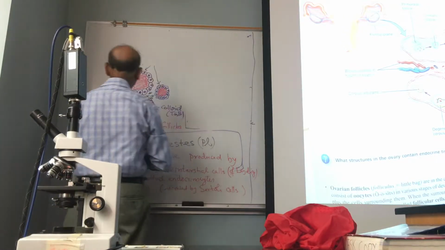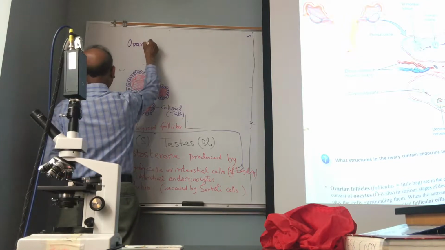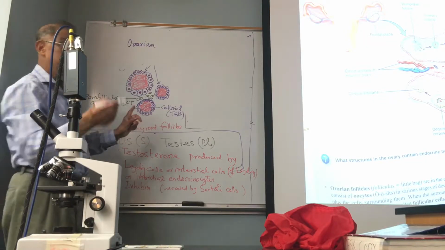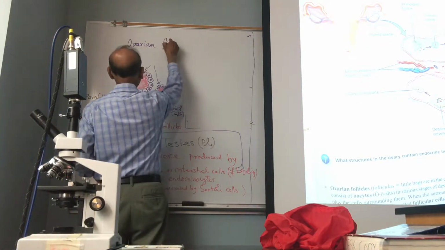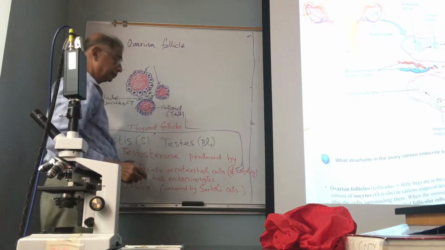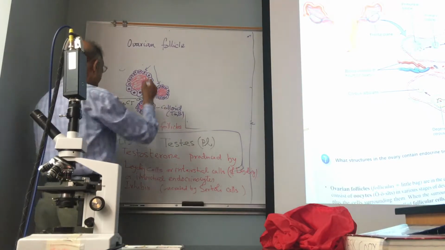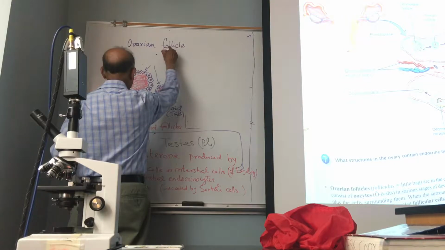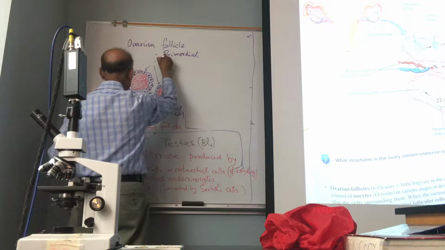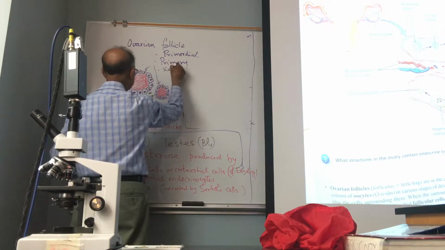So the term ovarian follicle, and this will also be good for your third lecture exam, okay? Ovarian follicle. An ovarian follicle is a structure made of several cells, okay? There are three kinds: primordial, primary, and secondary.